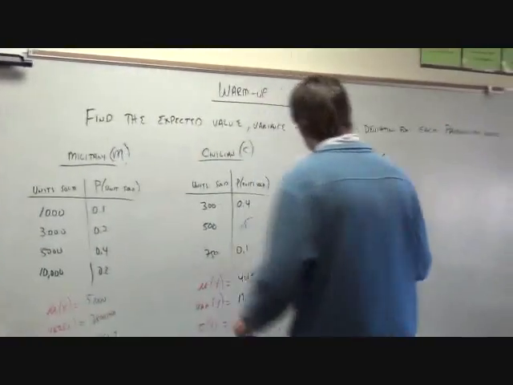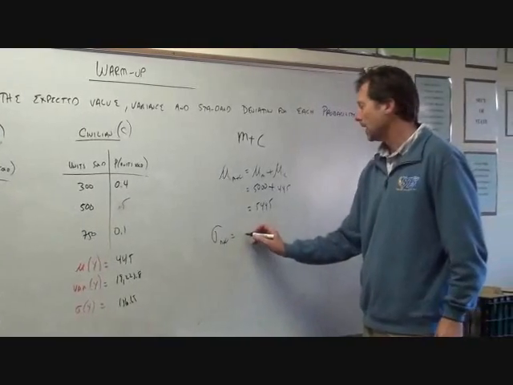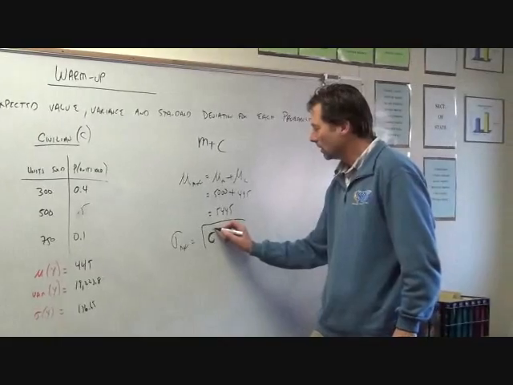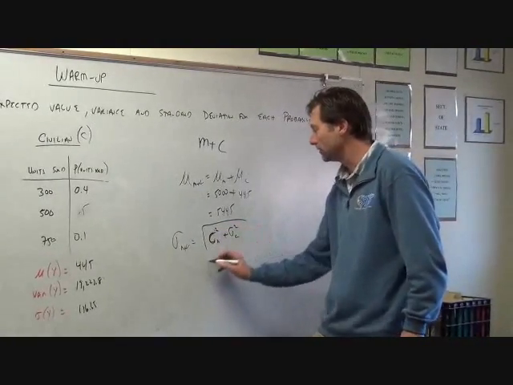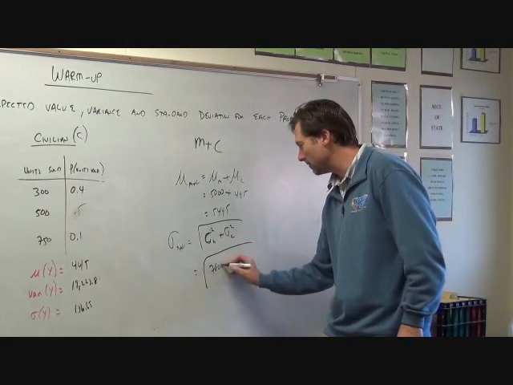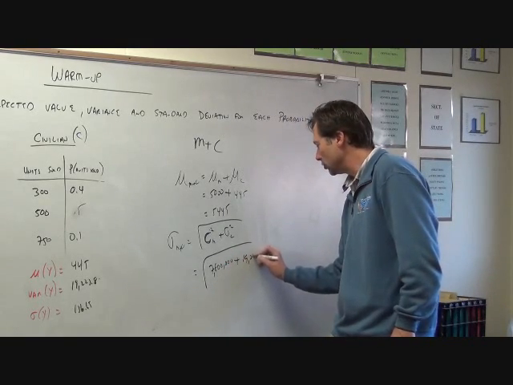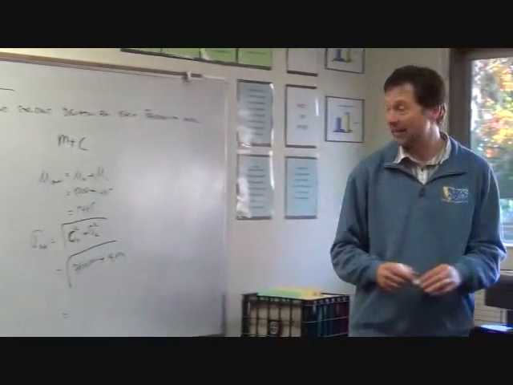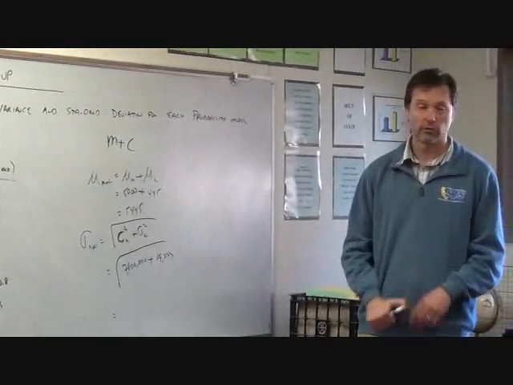So if I was trying to find the standard deviation of these two variables added up, it would be the square root of the variance for military plus the variance for civilian. So this would be the square root of 7,800,000 plus 19,223. Plug that in your calculator and you'll figure out how much they differ on average from 5,445.